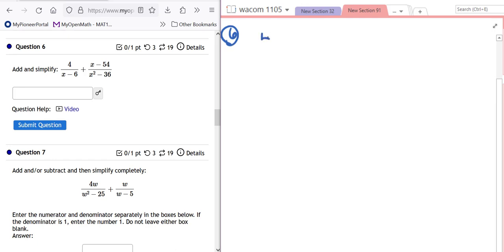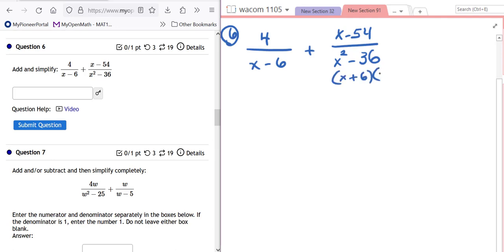All right, so 6. We have 4 over x minus 6 plus x minus 54 over x squared minus 36. So you're adding fractions. Your first job is figure out what the common denominator would be. So you need to factor both of these. First one's done. This one is a difference of squares. So x plus 6, x minus 6. Right? So you need both of those kinds of things. You only need one copy of x minus 6. So you need an x minus 6 and you need an x plus 6.